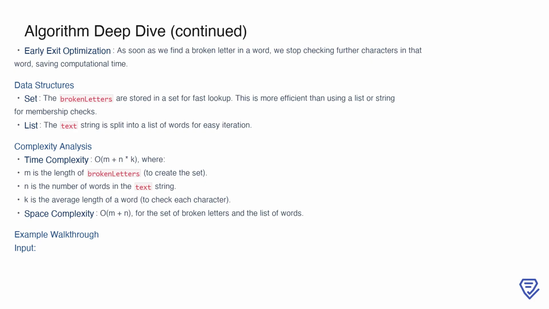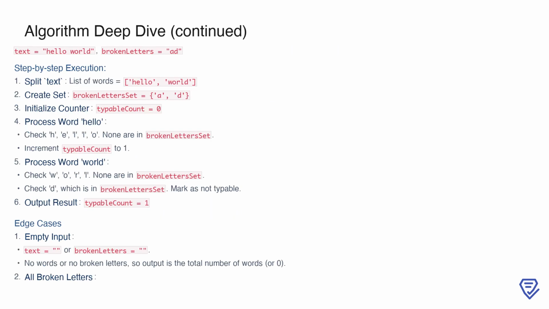The space complexity is O(m + n), due to the set of broken letters and the list of words. By structuring the algorithm this way, we ensure that it handles both small and large inputs efficiently. To illustrate how the algorithm works, let's walk through an example.